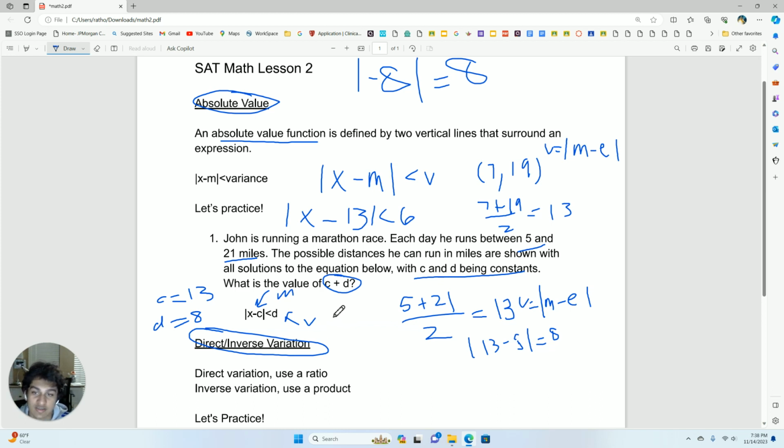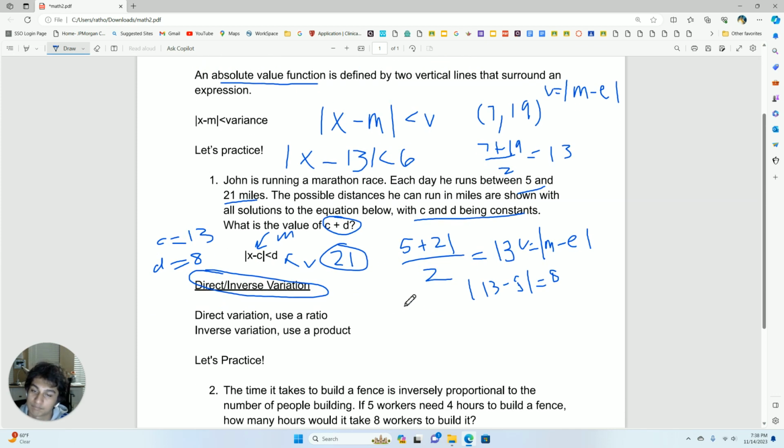So 13 plus 8 is what the question is asking us, C plus D. So 13 plus 8, and the answer is 21. So I'd bubble that and then move on.